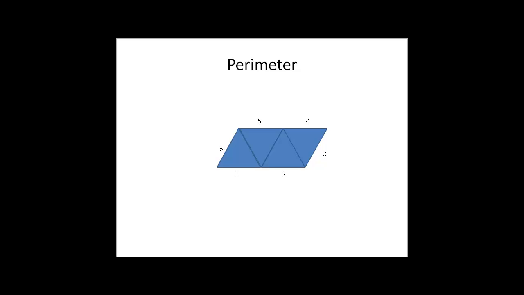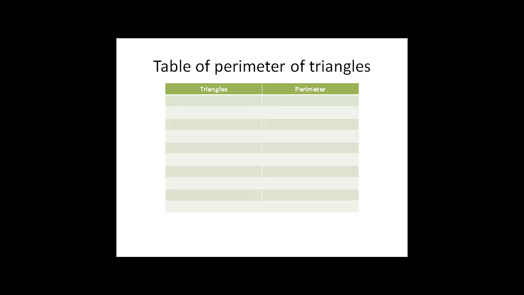Now I'd like you to make a table based on your perimeter. So we need the number of triangles and their perimeters. Right now we've gone through 4 triangles. So we would have 1, 2, 3, 4 triangles and their perimeters of 3, 4, 5, and 6.